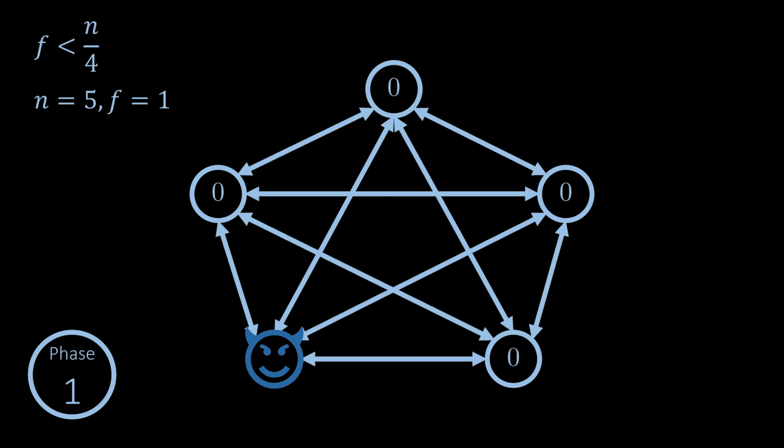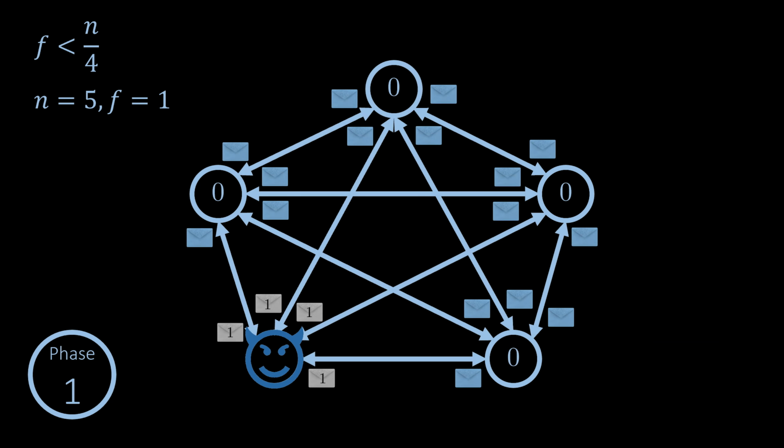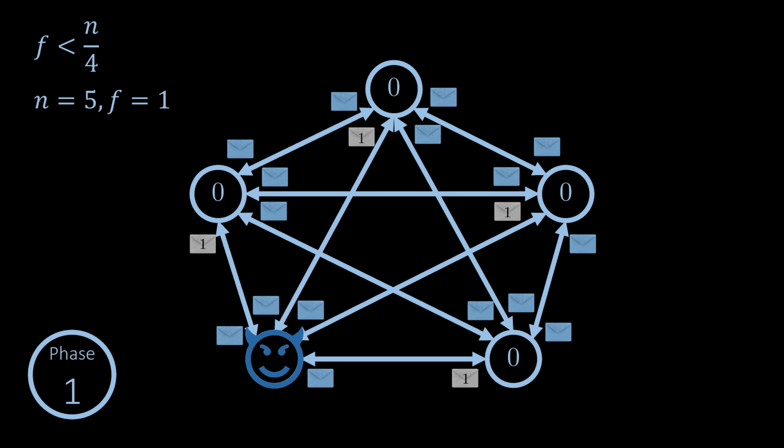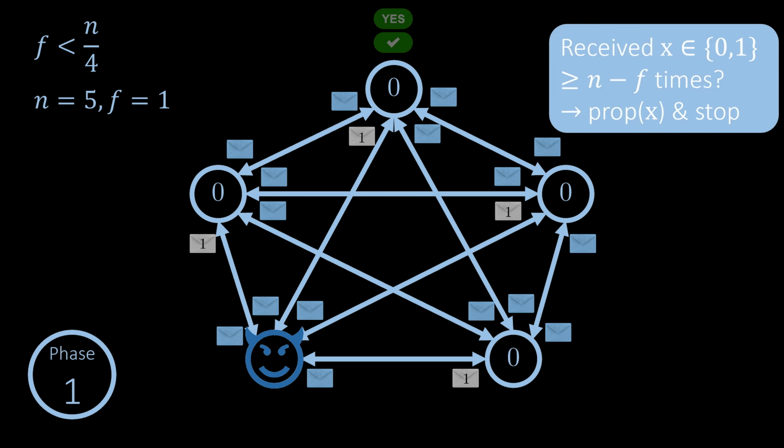Now, we circle back to the first phase. All nodes send their proposals. The malicious node is still intent on disrupting the protocol by sending the value 1 to all nodes. However, all correct nodes now receive the value 0 4 times, so they all propose 0 one more time and terminate.